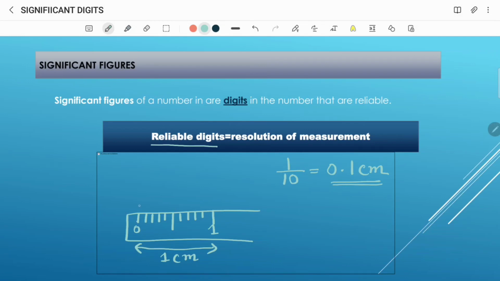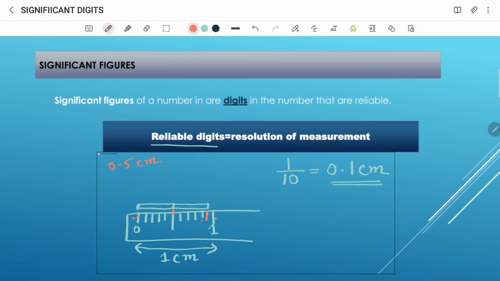Now we want to measure an object, and if the object has a size like this, then the front of the object coincides with this line over here and the end coincides with this line. So the size of the object we can write as 0.5 centimeter. But if our object has a length like this, the end of the object falls somewhere in between these two lines.